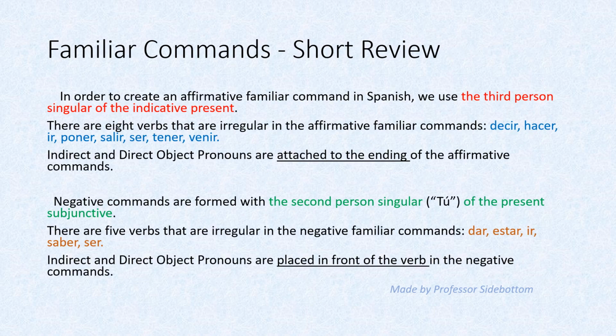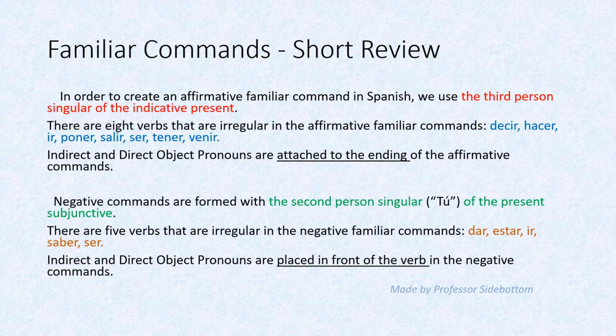Now let's do a short review. In order to create an affirmative familiar command in Spanish, we use the third person singular of the indicative present. There are 8 verbs that are irregular in the affirmative familiar commands: decir, hacer, ir, poner, salir, ser, tener, venir. Indirect and direct object pronouns are attached to the ending of the affirmative command.